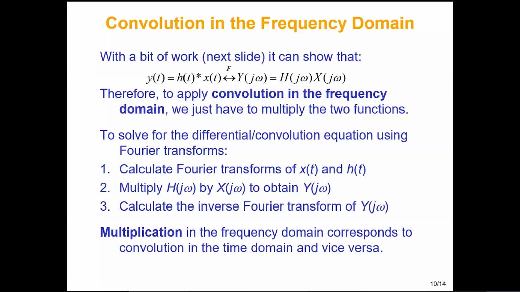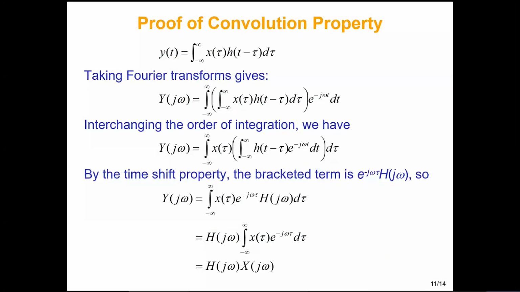This property is very useful, and you will see how it makes life simple for us once we want to find the output for certain systems. For those systems whose input and impulse response Fourier transforms are quite straightforward, it will be much easier to directly take the Fourier transform of both h of t and x of t, and then just multiply the two Fourier transforms. Those multiplied Fourier transforms would be the Fourier transform of the output, and then we can just take the inverse Fourier transform and find y of t. So this is another way of solving: if we know the Fourier transforms of x of t and h of t, then just multiply those two and you will get your output.